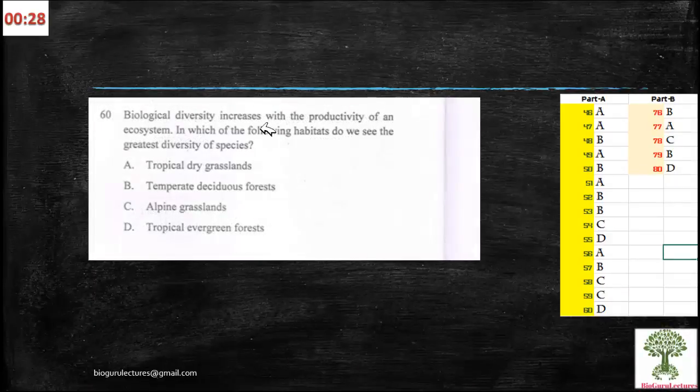Biological diversity increases with productivity of an ecosystem. In which of the following habitats do we see the greatest diversity of species? It is considered to be the tropical evergreen forest. In India, you can see such regions like the Western Ghats and Eastern Ghats. These are the regions where you can find much more diverse species. Okay, that is the end of part A.